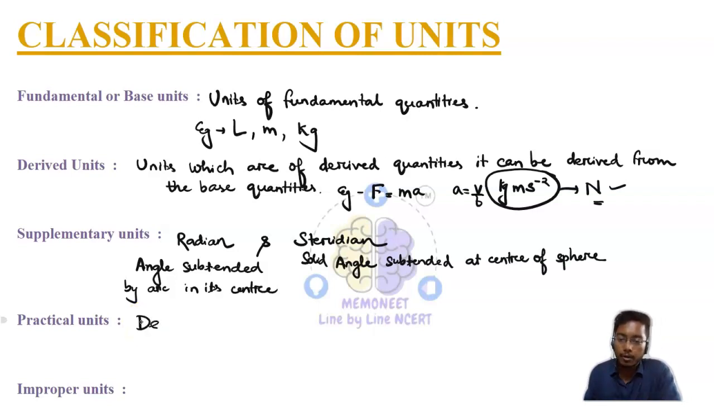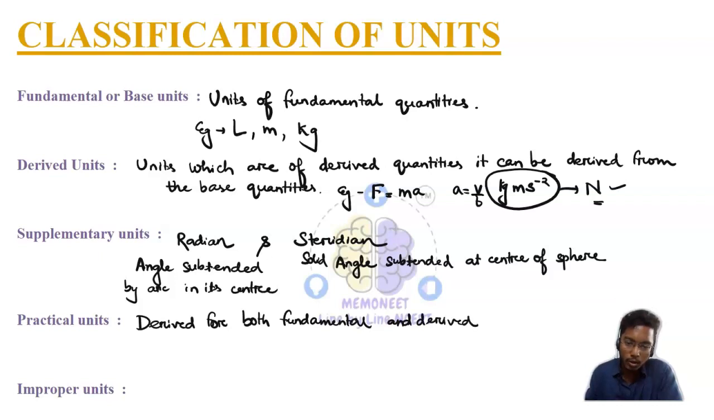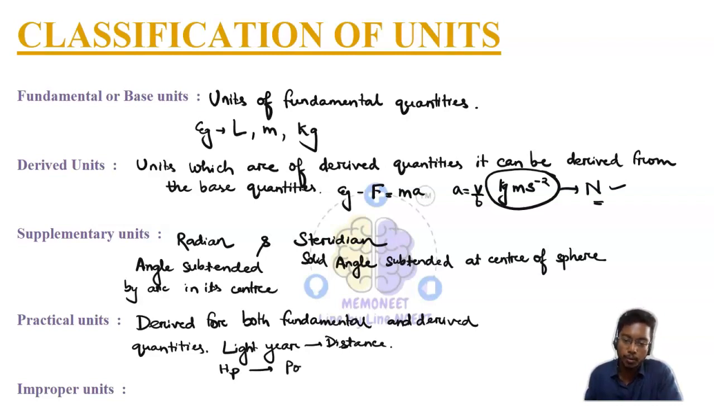Units are derived for both fundamental and derived quantities. Just like we have the light year, the light year is a unit of distance, which is a practical unit. We have the horsepower, a unit of power. So these are the practical units.